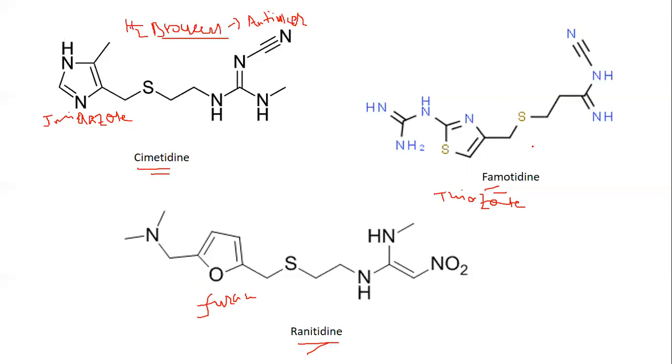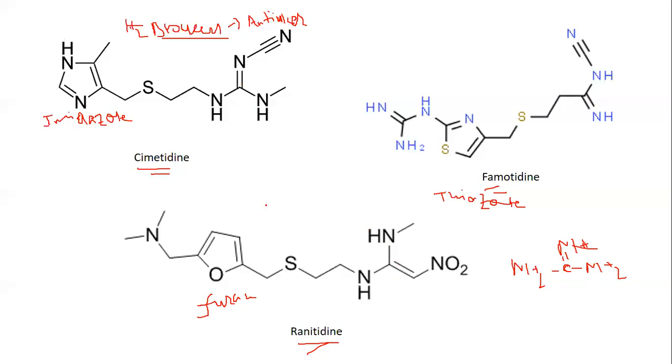And in the side chain, there is this kind of nitrogen, guanidine-like nitrogen. What is guanidine? NH2, C double bond NH, NH2. This is called guanidine. So this kind of linkage is present here, here, and also here. So this guanidine type of side chain is present, and apart from that, the variation comes in the heterocyclic ring, that is imidazole, thiazole, or furan.